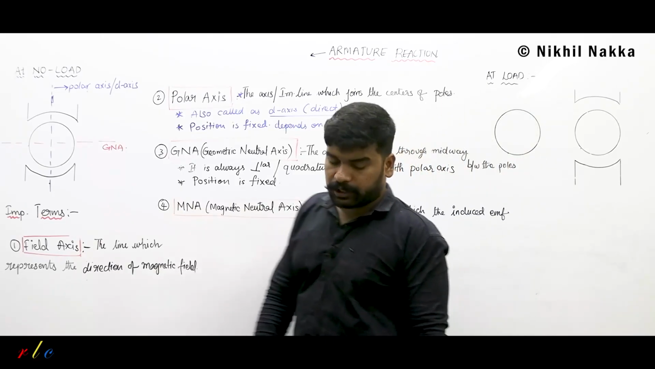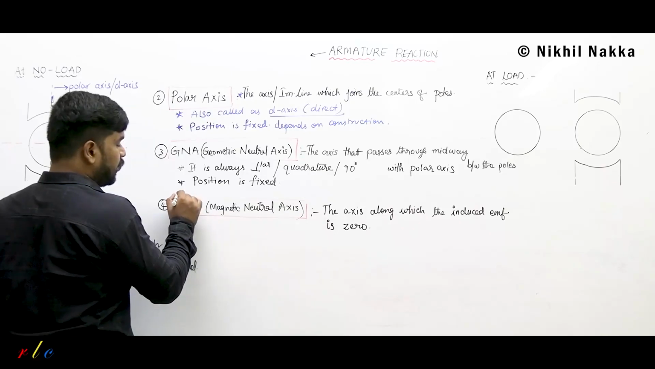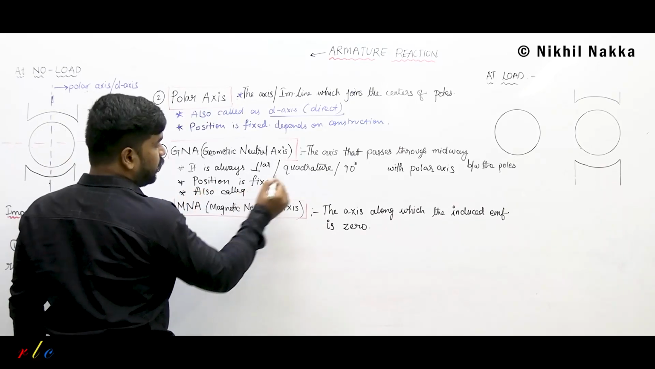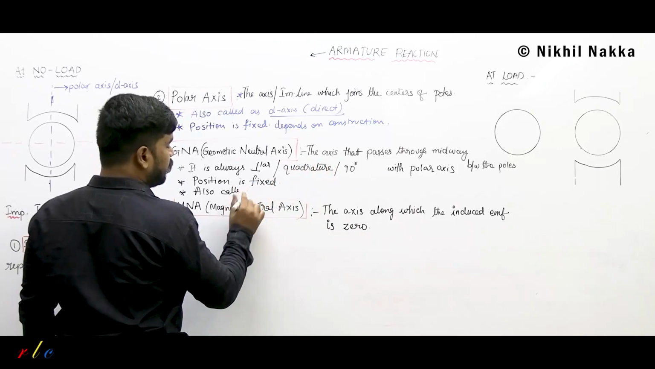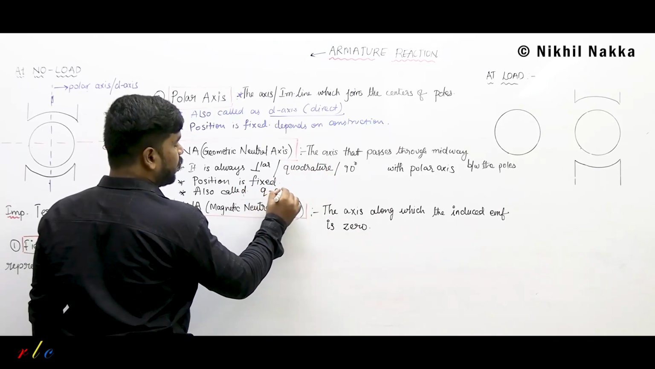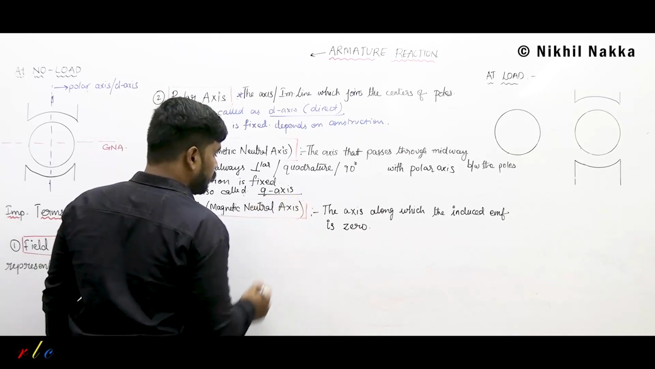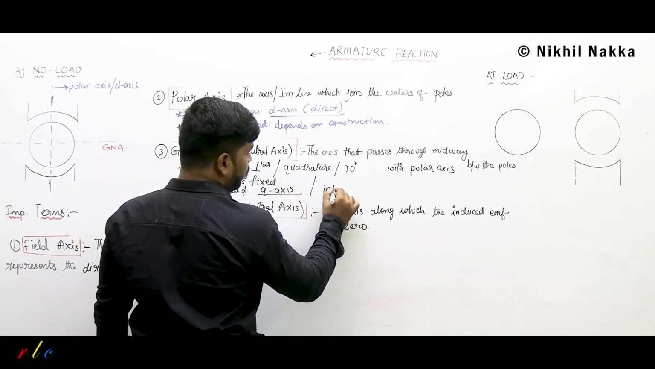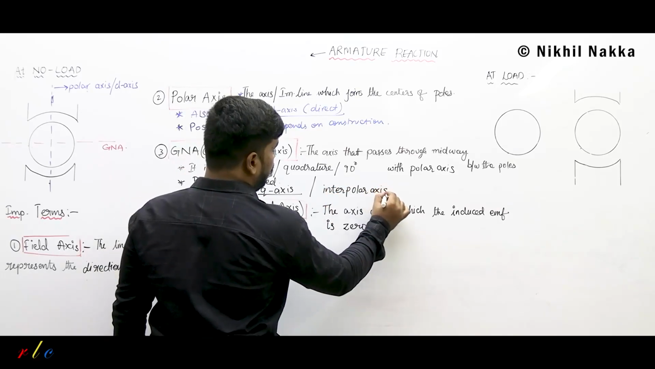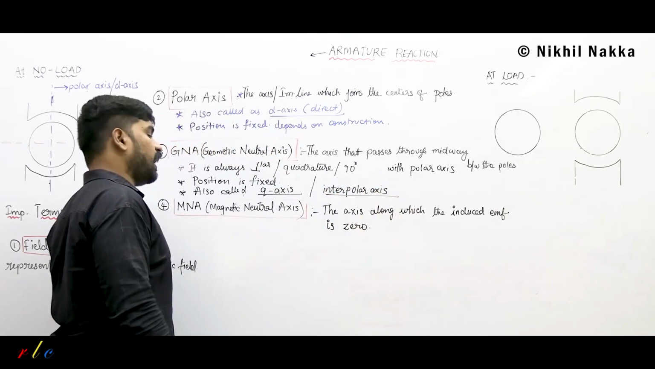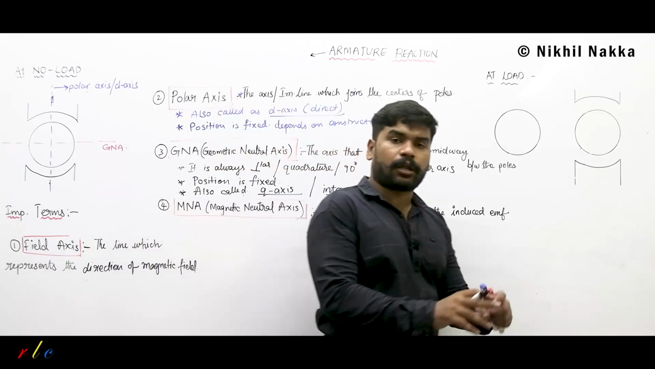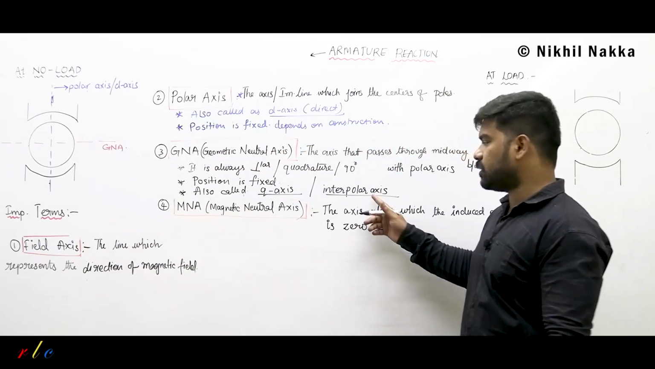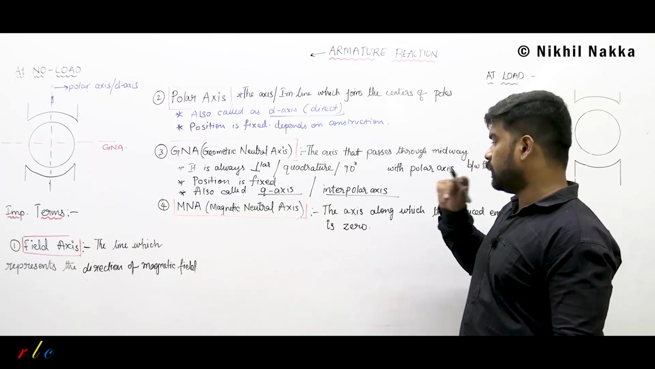Another important point that you can write down here is another name for GNA. GNA is also called the quadrature axis, hence it is called the Q axis. Or another name is the interpolar axis. Why is it called the interpolar axis? Because it is the line along which the interpoles for a DC machine are placed. So this is a very important point for competitive exams, right?